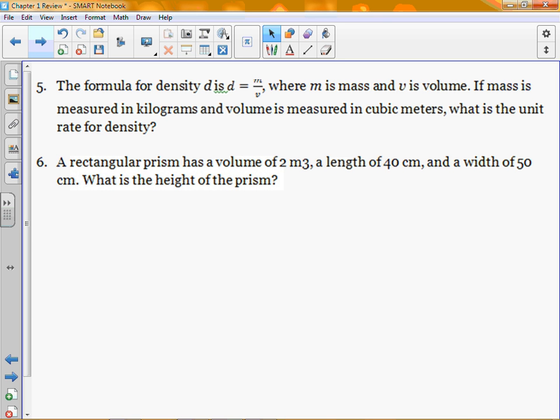This is the second time they've asked us this, the rate for it. Are they trying to get us to find out what? For mass and volume, if mass is measured in kilograms and volume is measured in cubic, what is the unit rate? The unit rate. So you're saying this is what now?